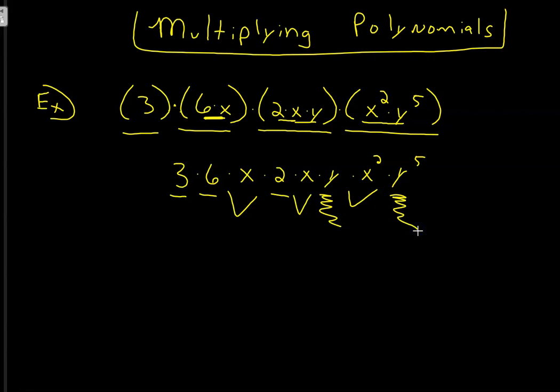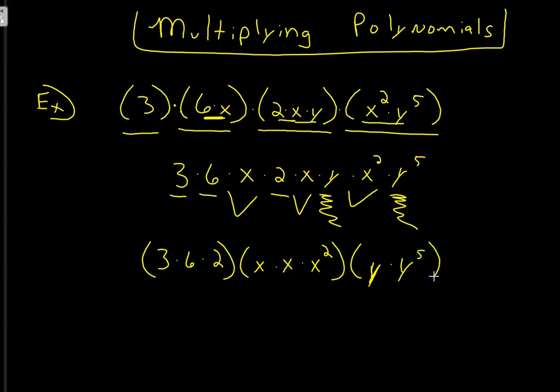I can group together these numbers first: 3 times 6 times 2. And I can group together the x's: x times x times x to the second power. And I can group together the y's: y times y to the fifth power. So if that's true, then 3 times 6 is 18. 18 times 2 is 36.